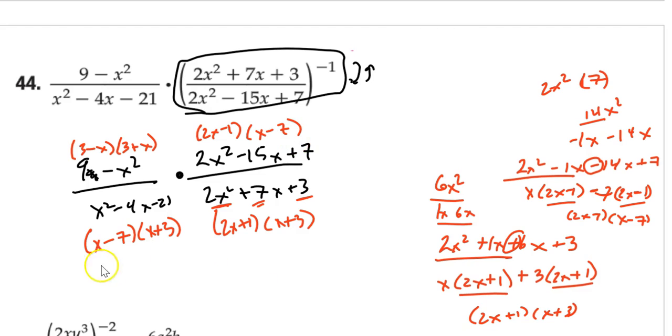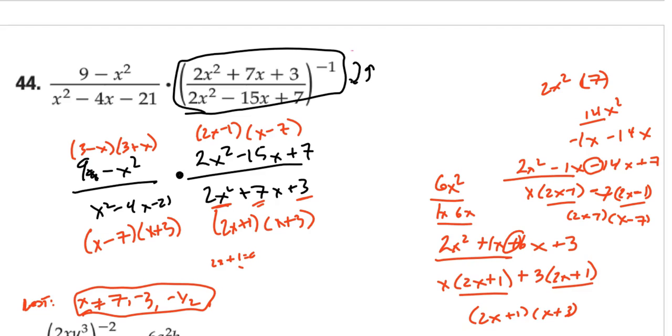So after all that, to find the restrictions. Again, look, that's super easy. Just what makes it 0: 7, negative 3. It's a little tougher, right? This set equal to 0 real quick. Subtract 1, divided by 2. So negative 1/2. And then we already have negative 3. So those are my restrictions.